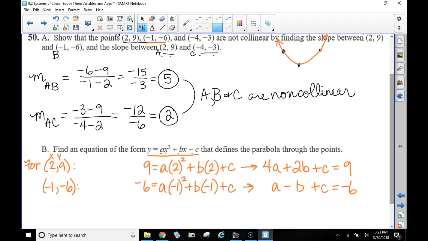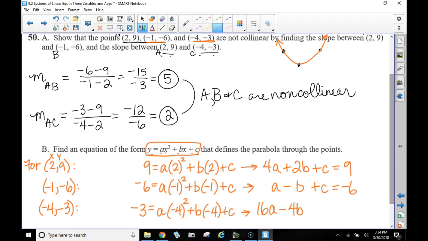Okay, for the last point of -4, -3, y is -3, while x is -4. So plug that in to this general form for a quadratic, and then we'll simplify it. This will give us 16a minus 4b plus c equals -3.